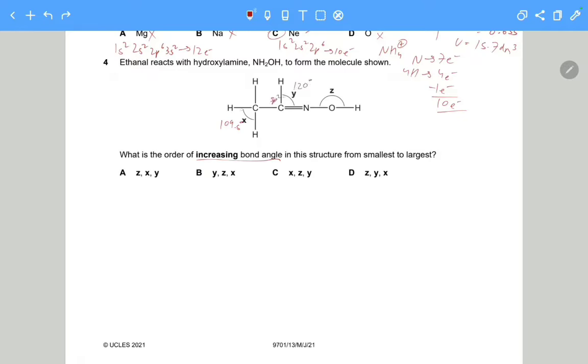The carbon is sp2 here. The carbon in this one was sp3. And then Z, because it's oxygen, and you know oxygen has a bent structure when it forms single bonds, 104.5 degrees, and therefore the order will be Z, X, Y, and that is option A.